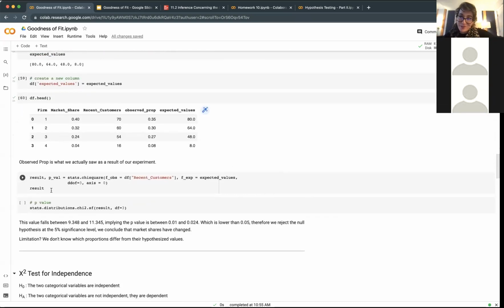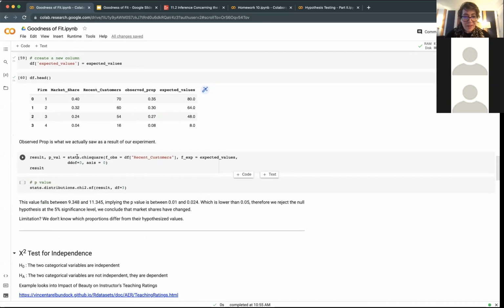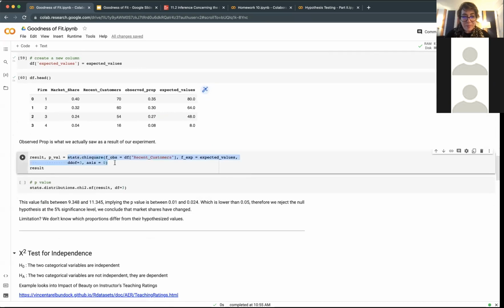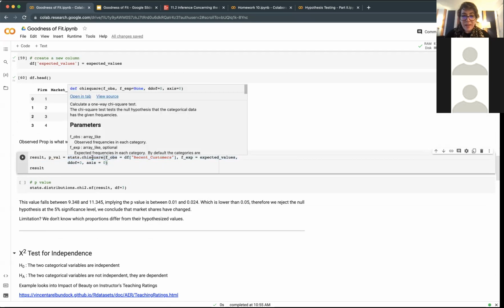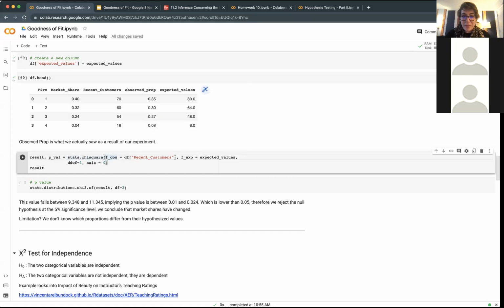So we would need a different tool to get at other things. But now we're at the point where we'll be able to use this chi-square, which is a very handy function that provides pretty much everything we need for this type of goodness of fit test. It has our observations. It does a lot of the heavy lifting for us to provide us the p-value and the expected result.